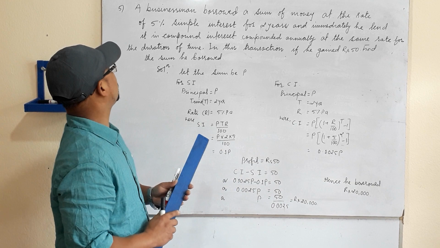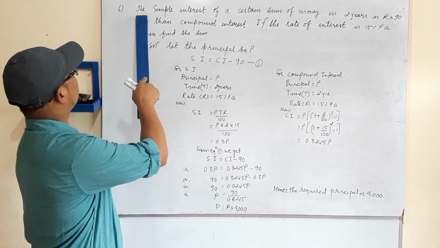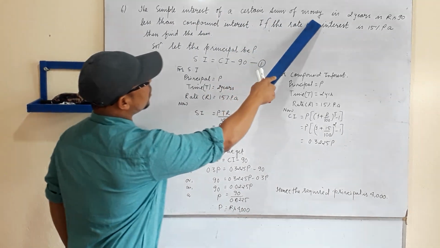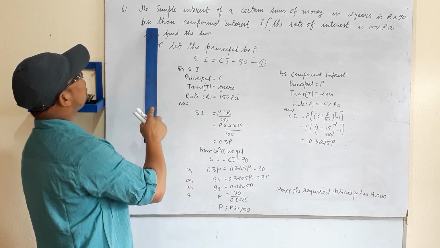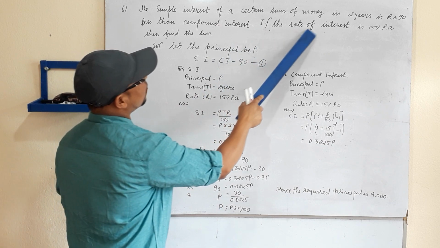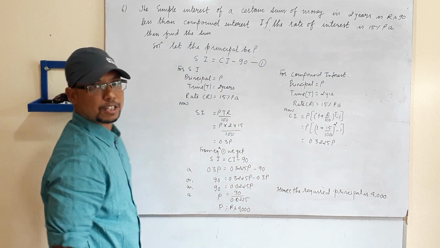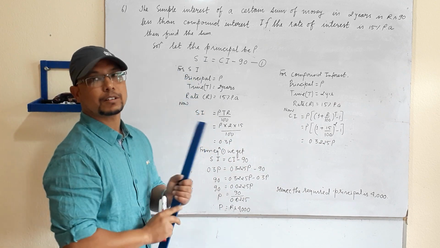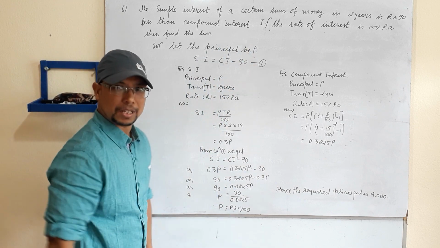Now let me do question number 6. It says the simple interest of a certain sum of money in 2 years is Rs 90 less than compound interest. If the rate of interest is 15% per annum, then find the sum. This is similar to question number 5, just the language is different. Let the principal be P.